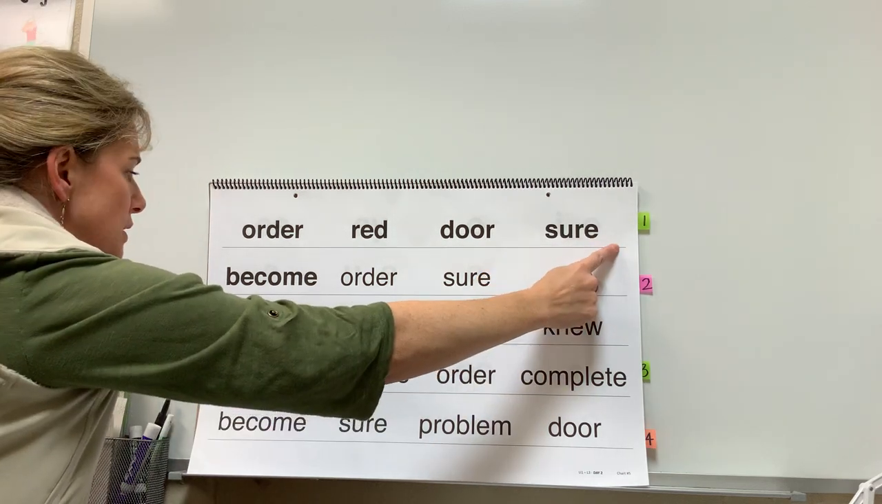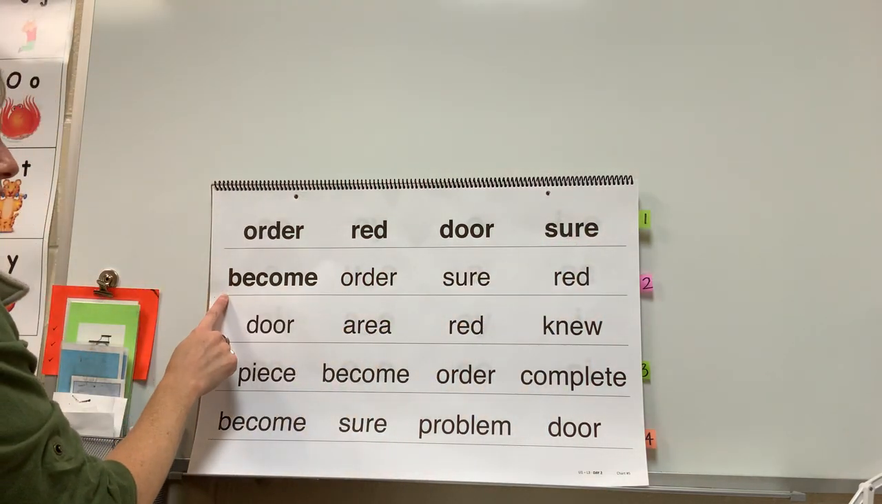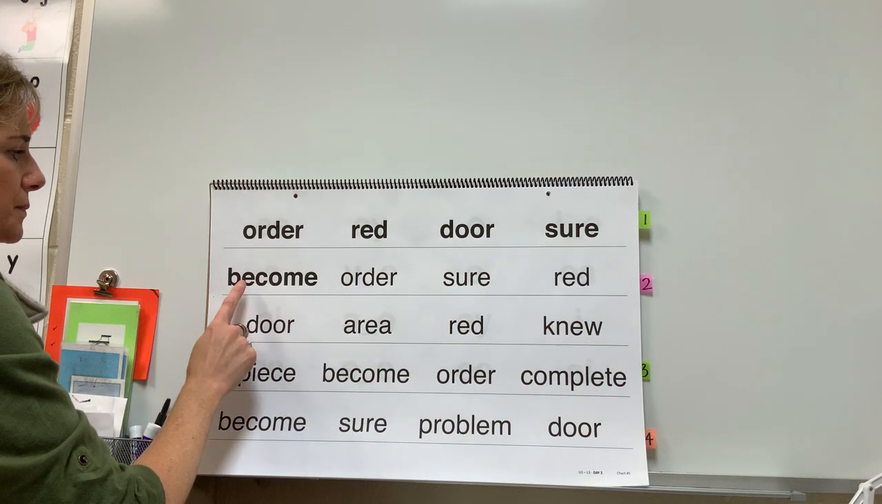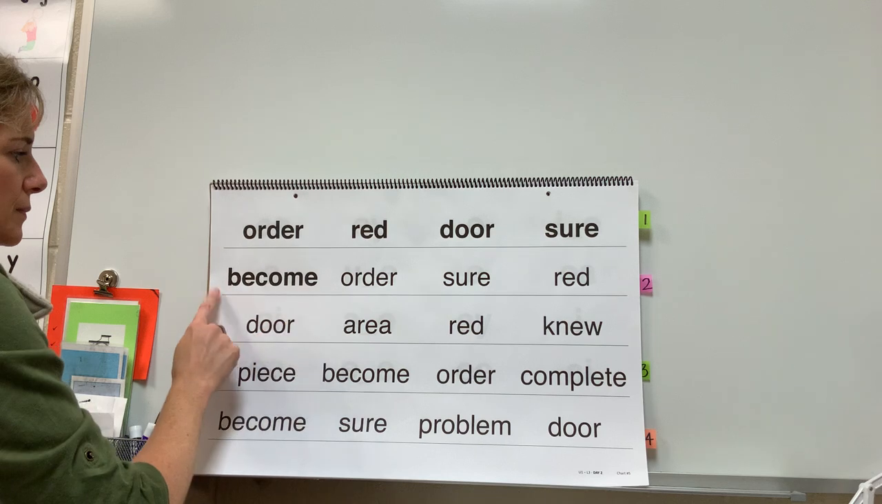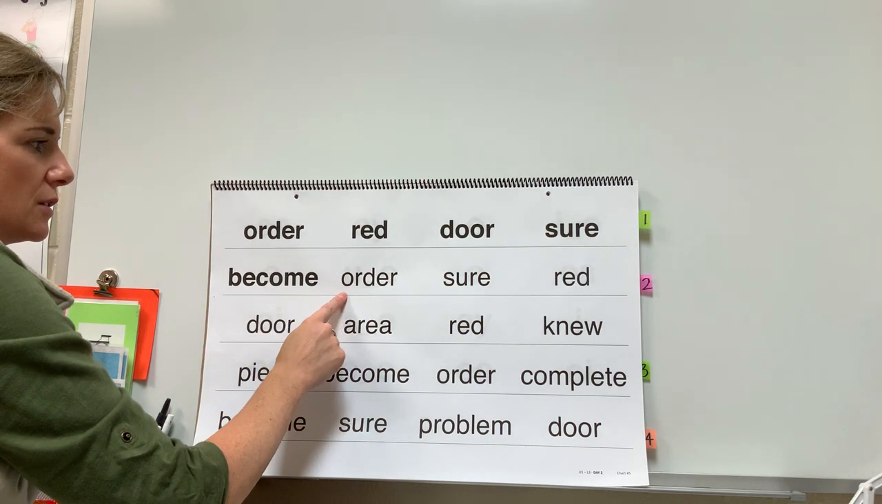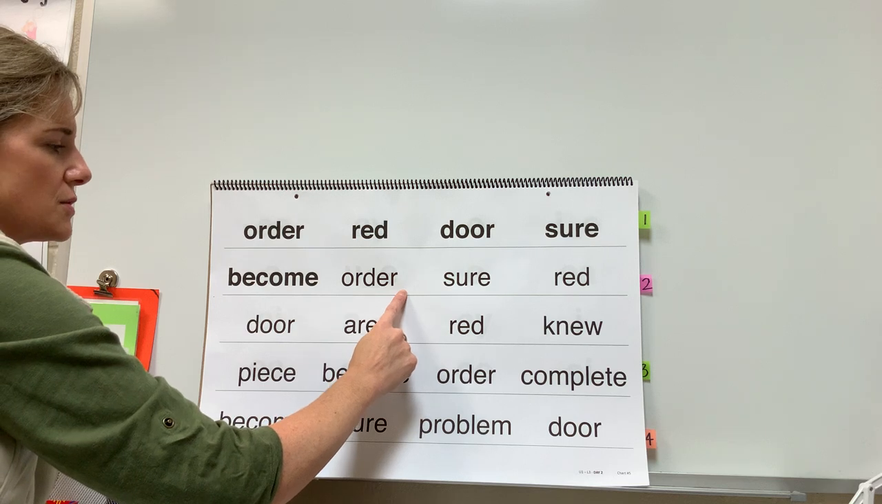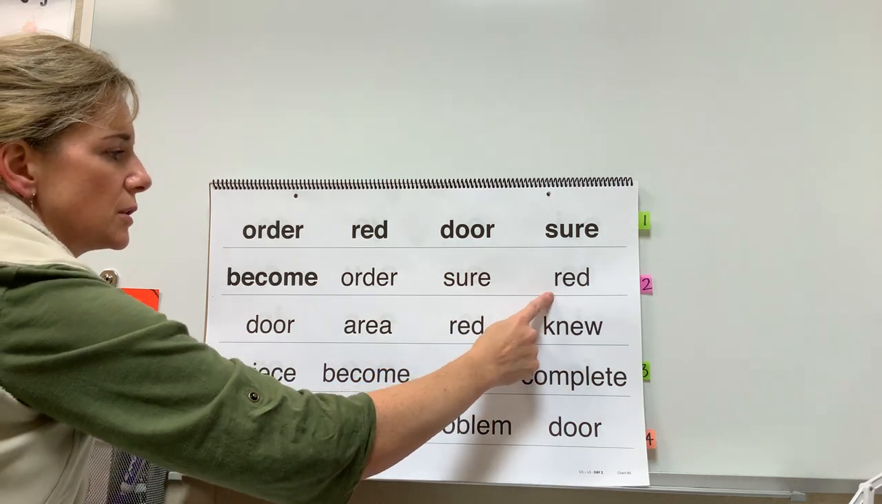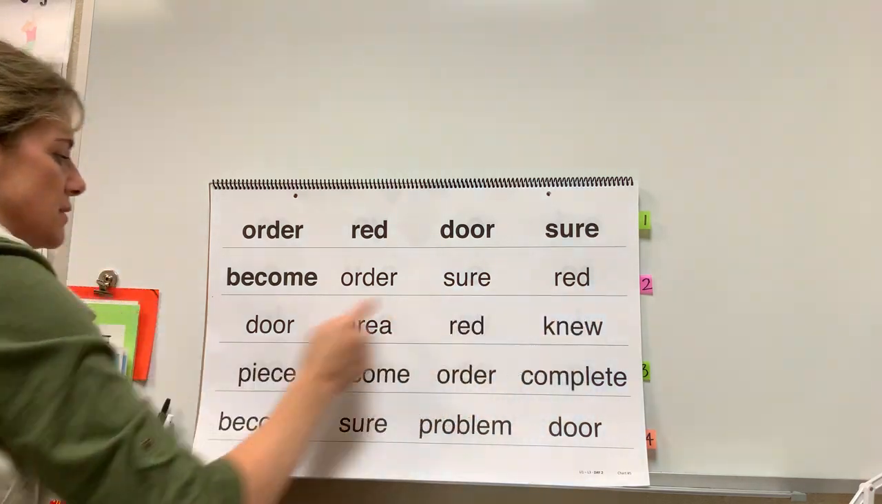Word? Yes, sure. This word is become. What word? Spell become. Word? Yes, become. Word? Yes, order. Word? Yes, sure. Word? Yes, red.